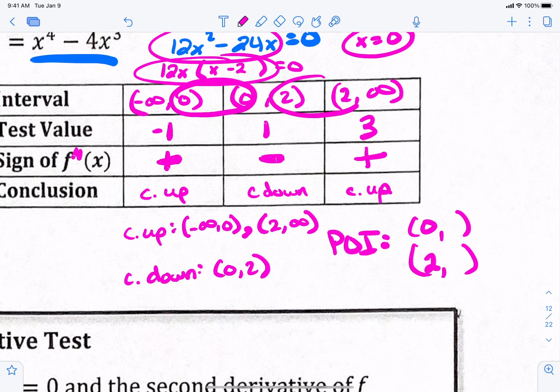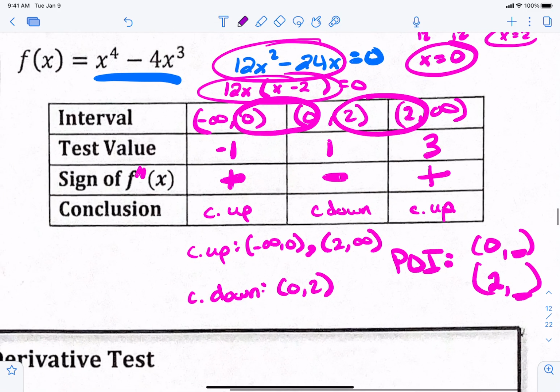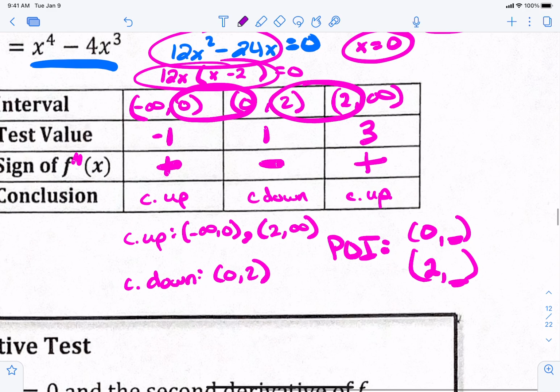At 0 comma something and at 2 comma something, okay? Where do you find the somethings? You plug the x's in the original equation. Okay, 0 to the 4th power minus 4 times 0 to the 3rd power. That is 0, 0. Okay, now plug 2 in.